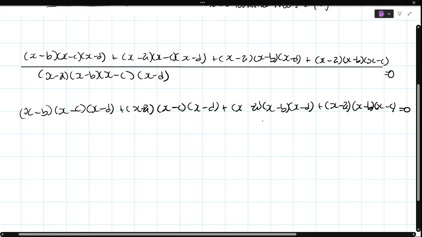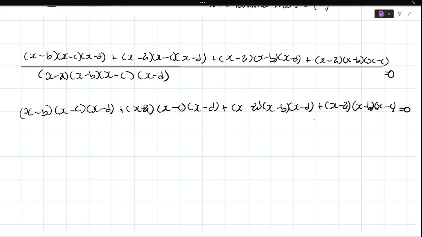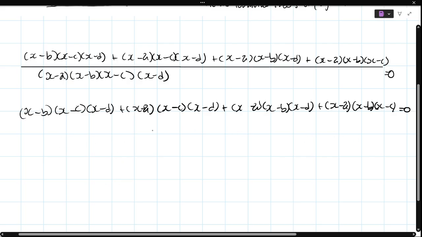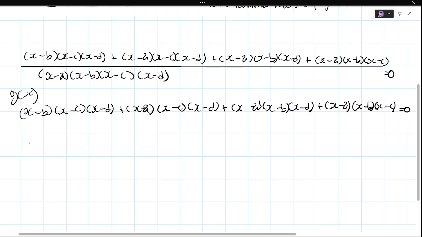Okay, now what is the degree of this polynomial? The degree of this polynomial is going to be a cubic, because what we're doing is adding one cubic plus another cubic plus another cubic plus another cubic. So we have 4 cubics, and if we add them up, we are going to have one other cubic, because cubic plus cubic is cubic. I'm gonna give a name to this. I'm gonna call this g of x.